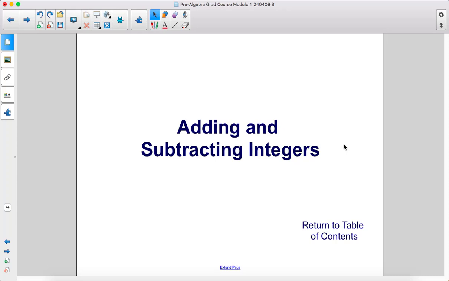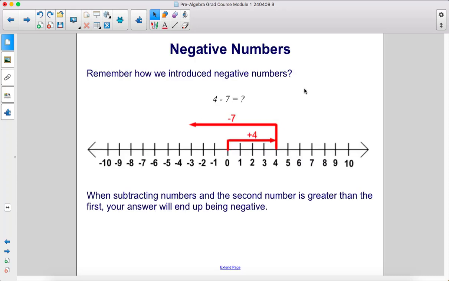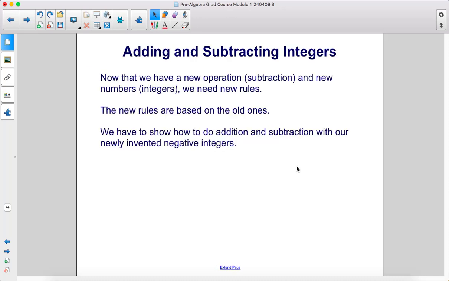Adding and subtracting integers. Remember how we introduced negative numbers? We asked, what's 4 minus 7? When subtracting numbers and the second number is greater than the first, your answer will end up being negative. Now that we have a new operation, subtraction, and new numbers, integers, we need new rules.